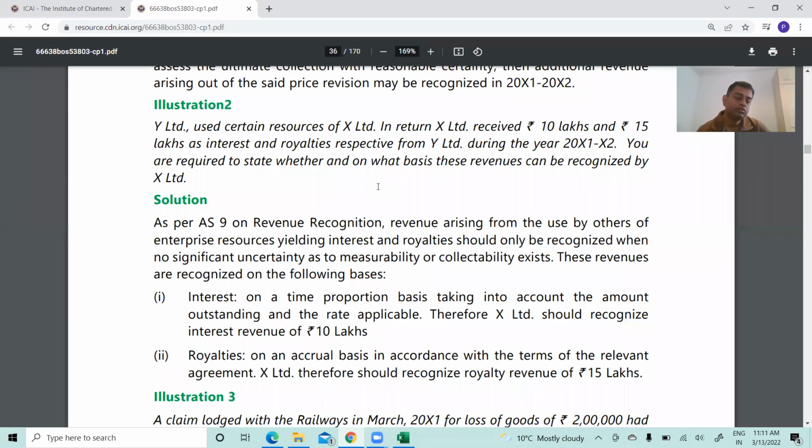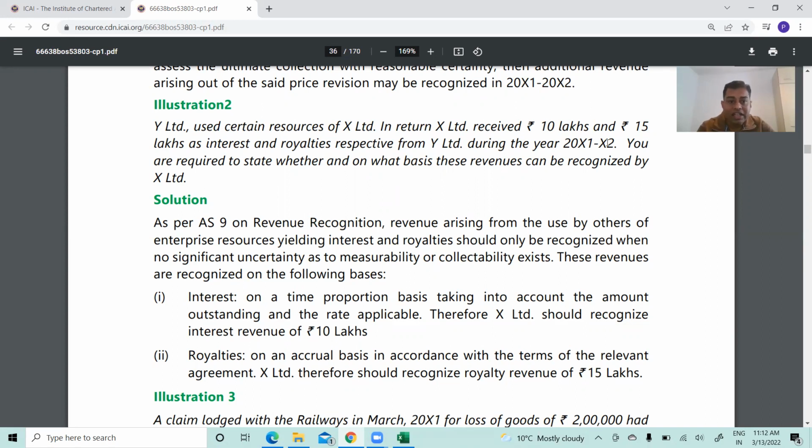Y Limited uses certain resources of X Limited. In return, X Limited received 10 lakhs and 15 lakhs as interest and royalties respectively from Y Limited during the year 2001 to 2002. You are required to state whether and on what basis these revenues can be recognized by X Limited. LKG question.